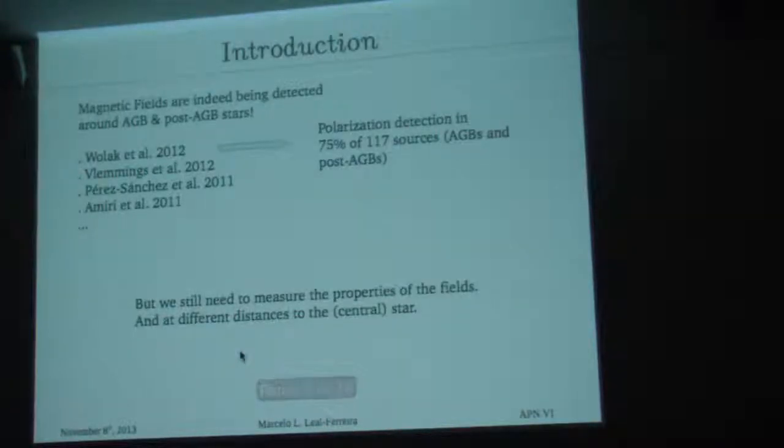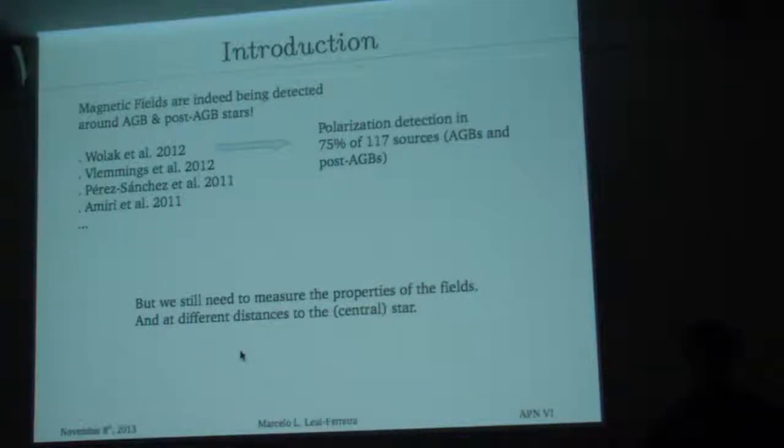Well, the good news is that magnetic fields are indeed being observed around evolved stars. Until a couple of years ago, we would always say that there were very few observations of magnetic fields around evolved stars. But since this paper here from 2012, we cannot say that anymore, because they observed polarization in 75% of more than 100 sources. So the magnetic fields are there, they exist, they are common. But we still need to measure their properties. What is the shape of the magnetic field? What is the strength at different distances to the star?